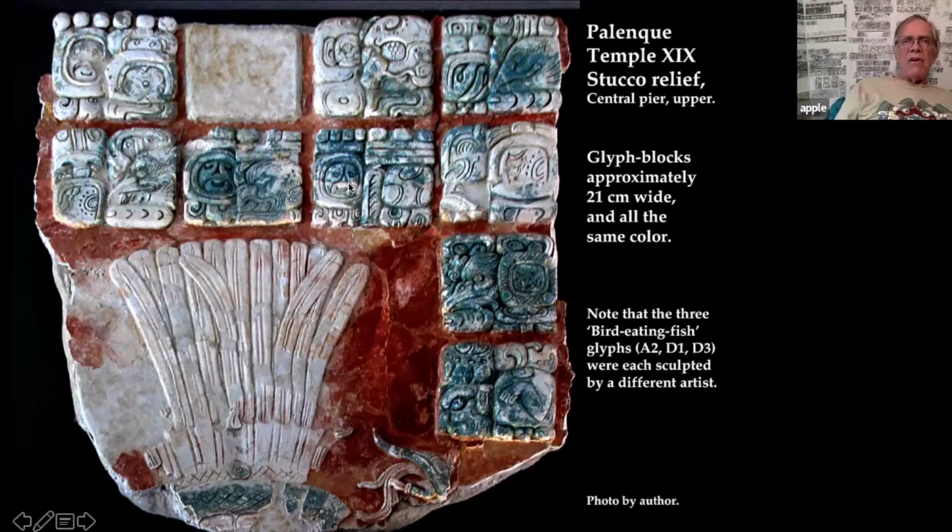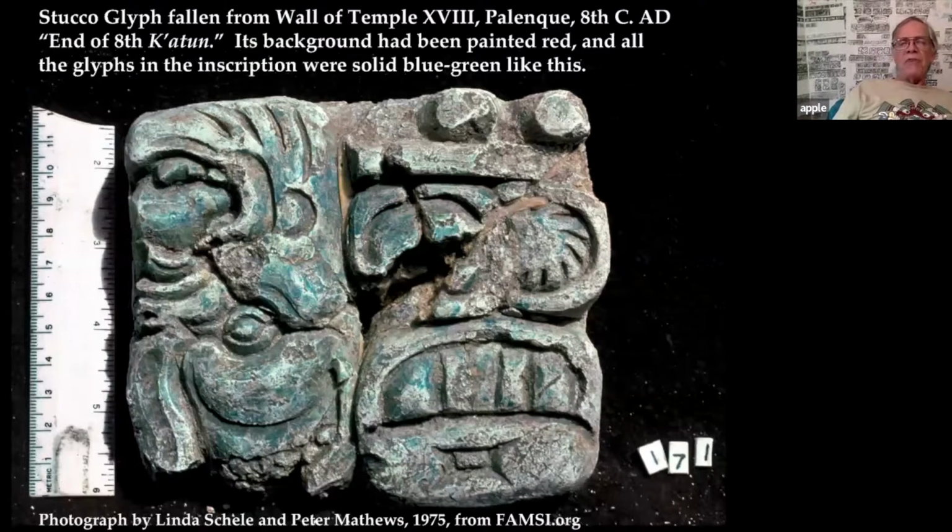And I should mention that not all of the stucco glyphs from Temple 18, almost all of which fell on the floor, are still colored. The color has faded on most of them, which means that the different hands, the different artists, had different recipes for their paint. And this guy's paint was just more lasting.